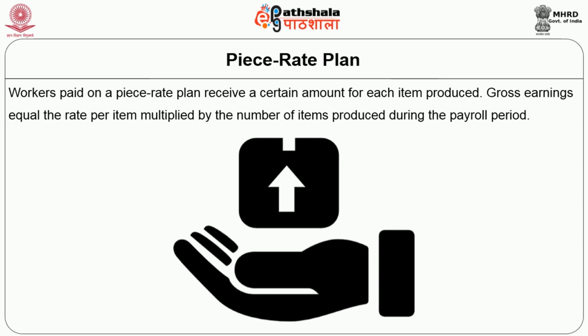And now when we look into the piece rate plan, employees at food service organizations are also paid on the amount of work they do as a piece rate plan and receive a certain amount for each item produced. For example, at the food production units, this system is adopted. Gross earnings always equal the rate per item multiplied by the number of items produced during the payroll period. And this is usually compensated into the wage or the salary component.